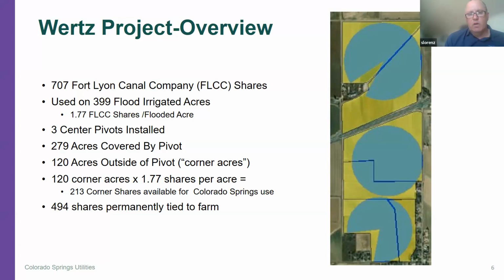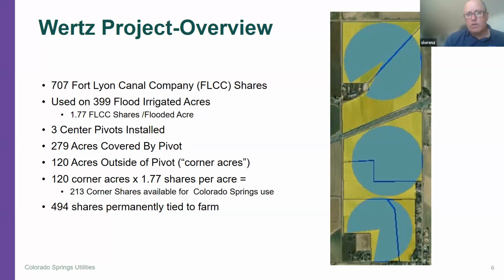And so we went in with what's now called our center pivot program, where we will help the farmer buy the farm, we'll help them buy the center pivot. They put the center pivot onto previously flood irrigated ground. So the center pivot covers everything in blue on here. Everything in yellow is what previously was flood irrigated, but now is no longer irrigated.